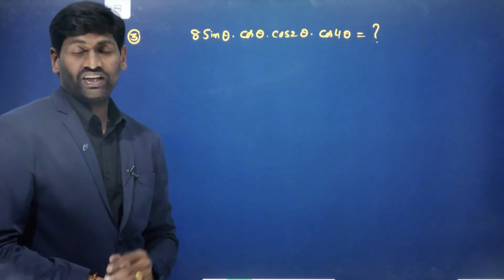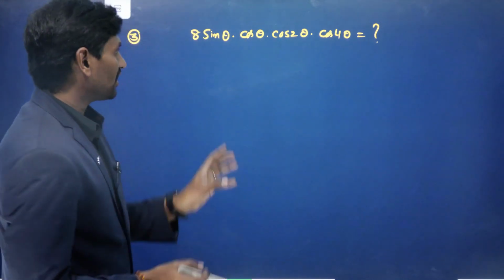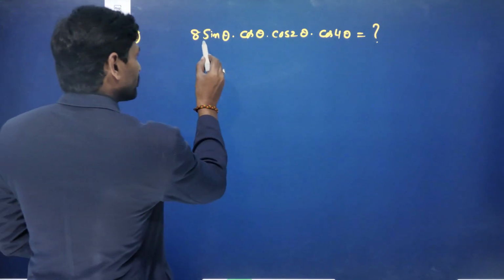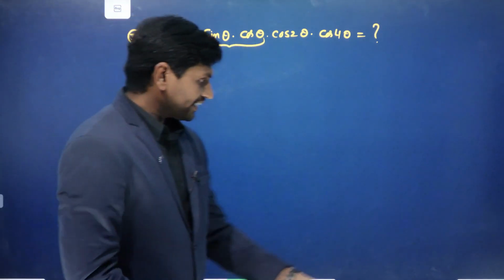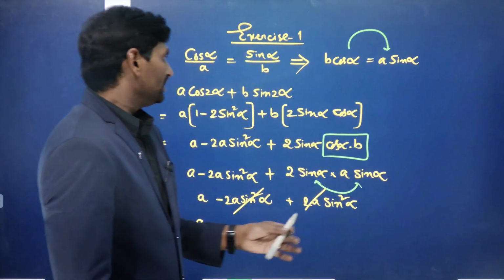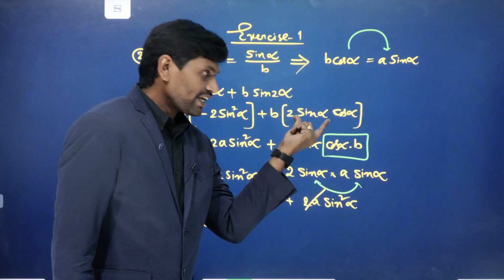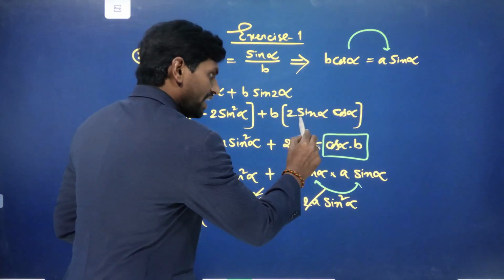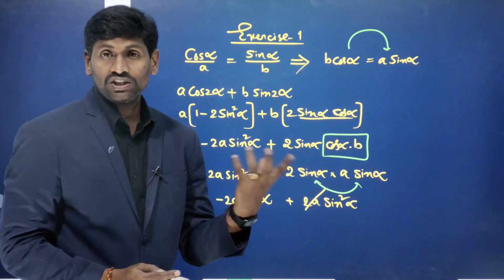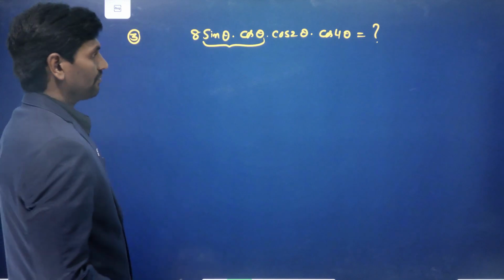Can you identify any one of the formulas based on this problem? Just observe clearly the first two terms, sin theta and cos theta. In the sin 2 theta formula, or sin 2 alpha, 2 sin alpha cos alpha, the extra 2 must be there. We have cos alpha and sin alpha, but not the extra 2. That 2 we are taking from 8.